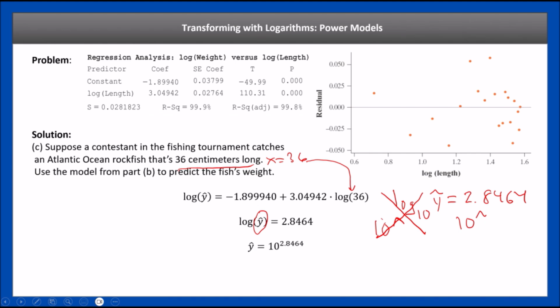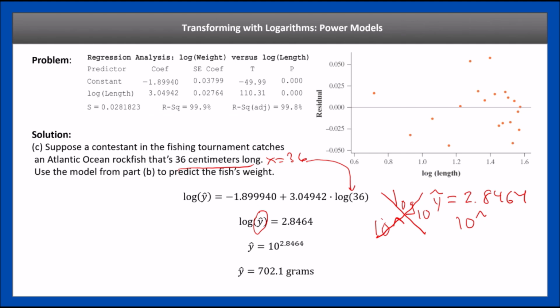And so doing that on the calculator is going to be a number between 100 and 1,000, okay? Which is 702.1 grams. All right, remember that our previous prediction was about 694.6 grams. So they're ballpark more or less about the same, right? High 690s, low 700s.